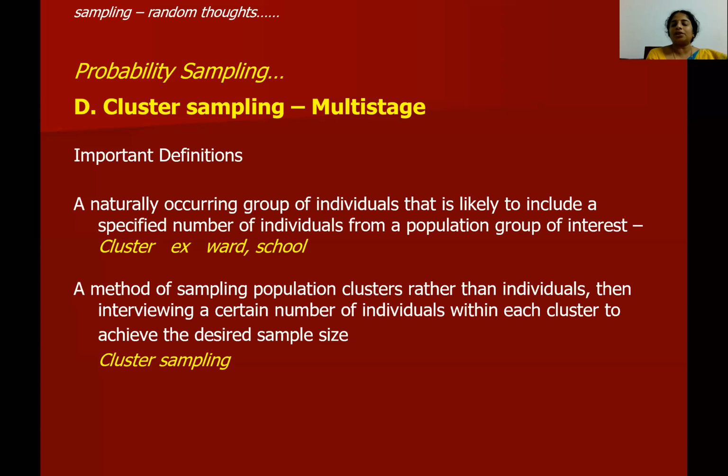A cluster is a naturally occurring group of individuals. That is one ward of a panchayat or one school in a district. So what do you do? You can't study everybody. You can't go to the ward and make a sampling frame and then do a simple random sampling. It is very difficult. So what you do is called cluster sampling. That is, you select certain clusters and study a certain number of people from each cluster. Suppose there are 8 wards, you study 30 people from each ward. That is called cluster sampling.